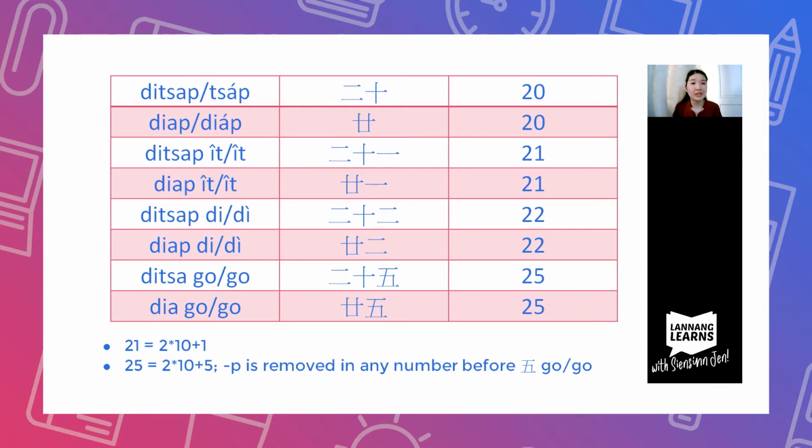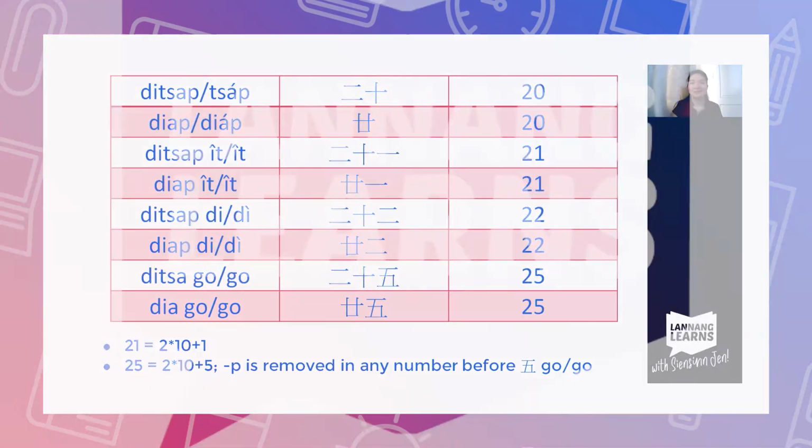So for 20, we say di zap. We don't say diap. But if it's 21, we can either say di zap it or diap it. 22 is di zap di or diap di. 25 is di zago or diago.